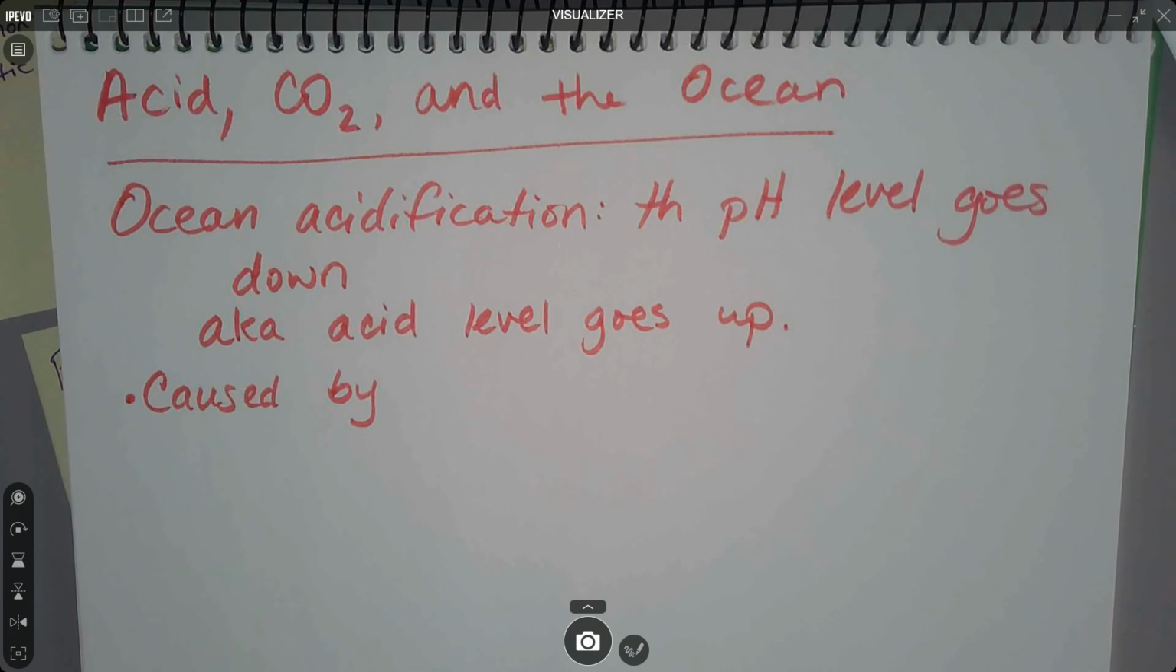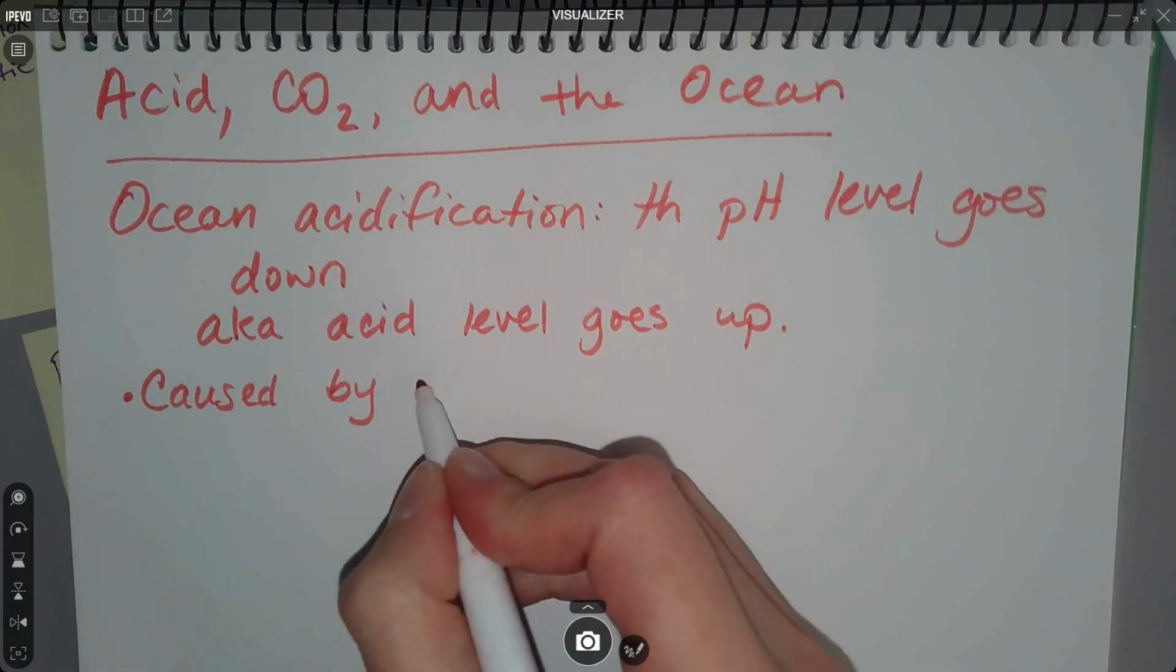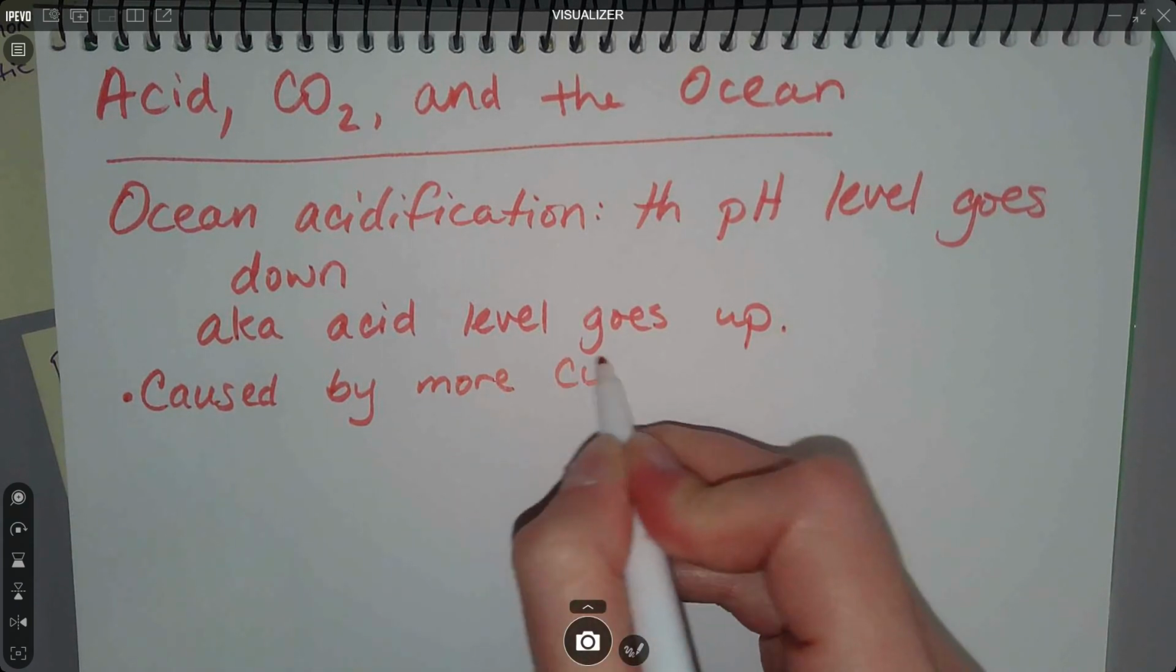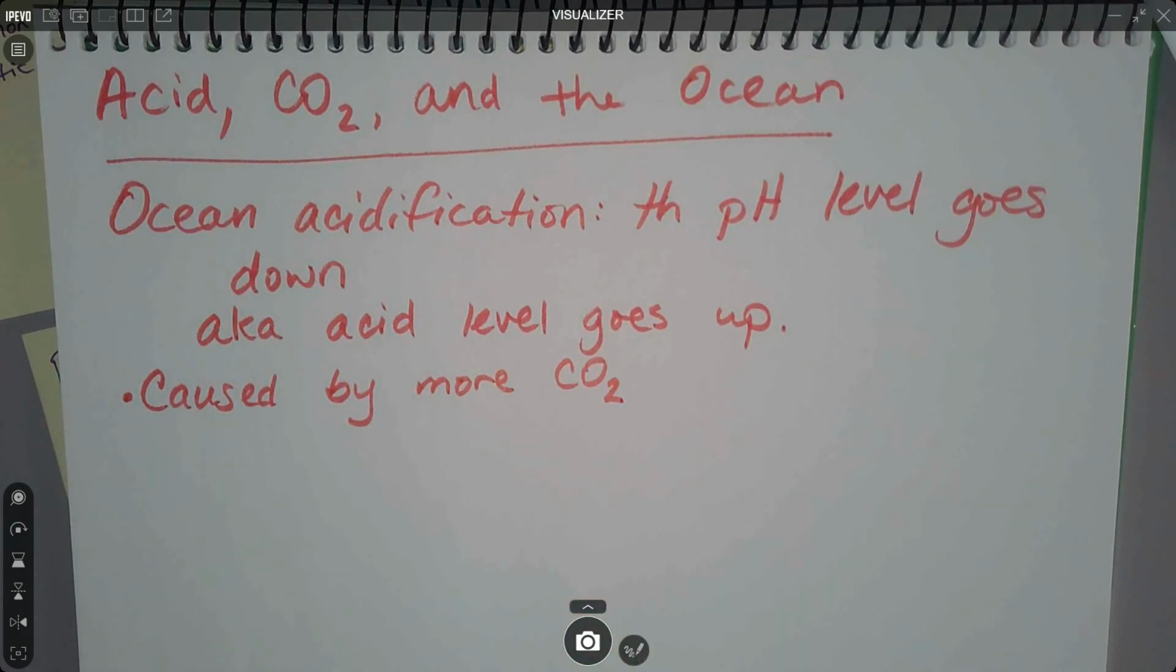What makes the acid levels go up? More CO2. More CO2. Now, how much CO2 is in the air? Somebody ask Siri real fast. What percent CO2 in the air? 412 parts per billion. What's that mean? Can you give us that in a percent? 0.04%.